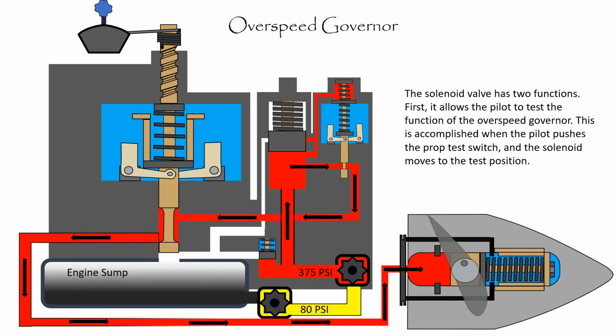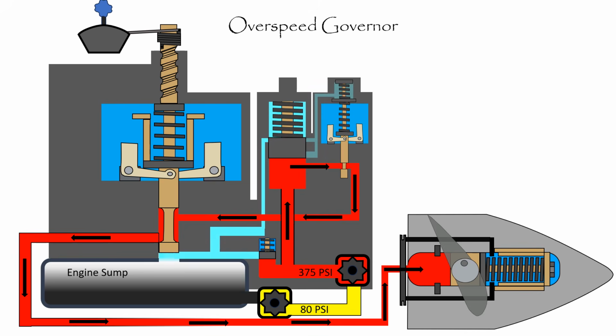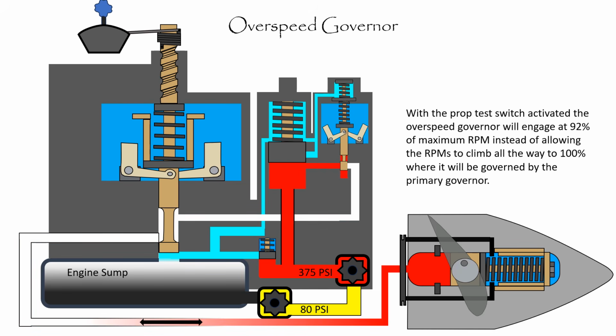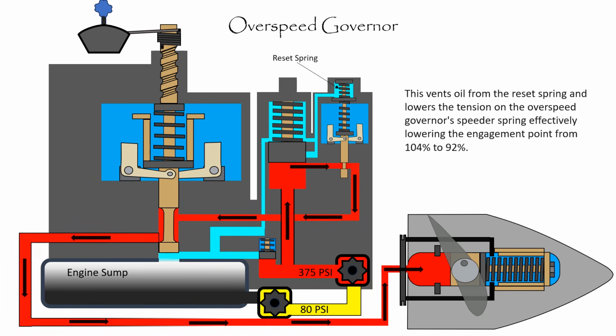The solenoid valve has two functions. First, it allows the pilot to test the function of the overspeed governor. This is accomplished when the pilot pushes the prop test switch and the solenoid moves to the test position. This allows the pilot to test the function of the overspeed governor during a run-up without an actual failure. With the prop test switch activated, the overspeed governor will engage at 92% of maximum RPM instead of allowing the RPMs to climb all the way to 100%, where it will be governed by the primary governor. This vents oil from the reset spring and lowers the tension on the overspeed governor's speeder spring, effectively lowering the engagement point from 104% to 92%.